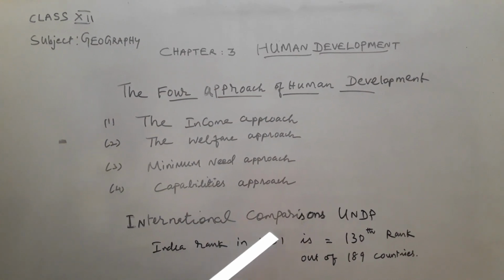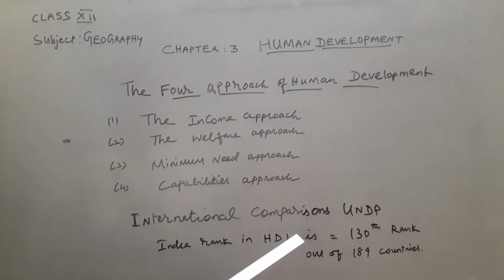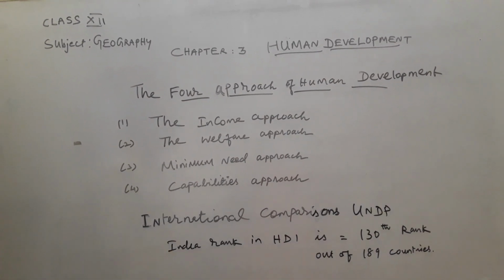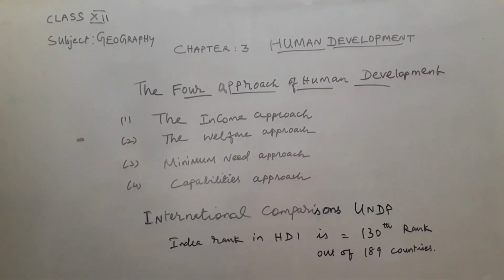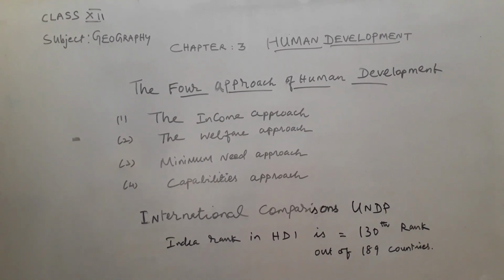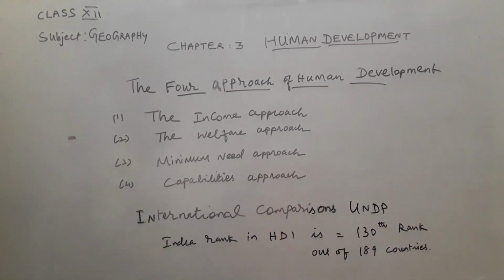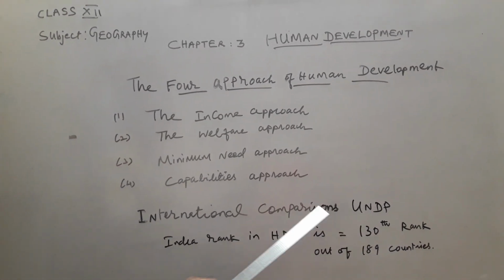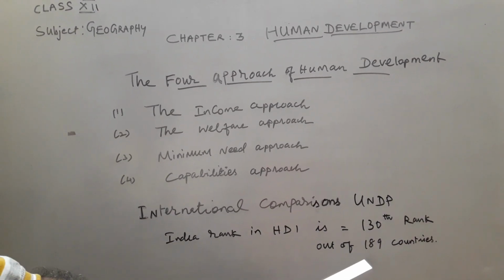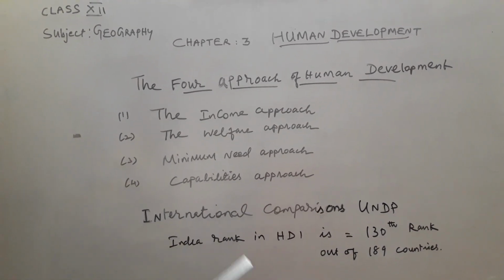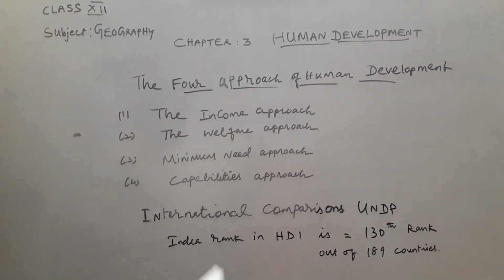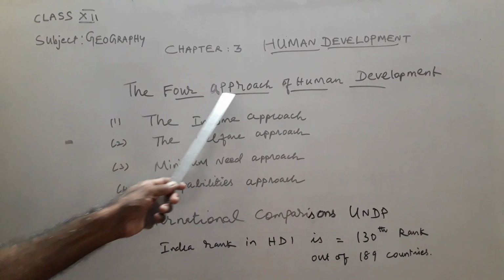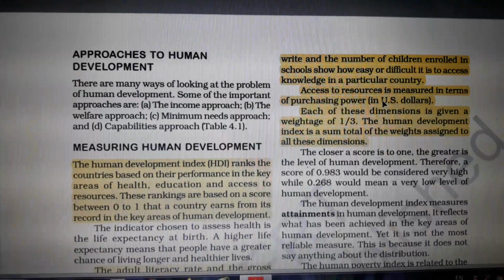Then international comparison. Now, what is given by the United Nations Development Programme, UNDP: according to 2019, India ranked 129th. At present, India's rank in the Human Development Index is 130th out of 189 countries. Now we are going to discuss this, and I am going to explain all the details about these four approaches of human development.